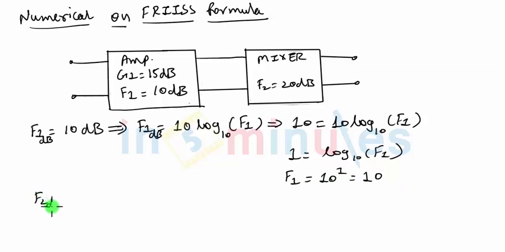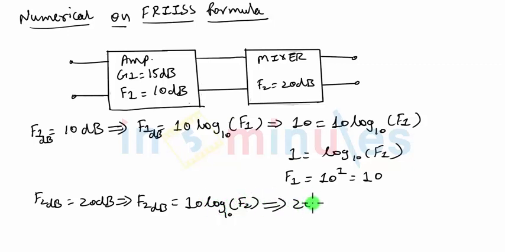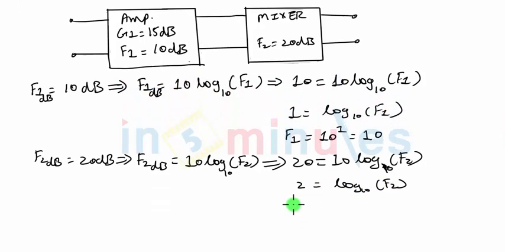Similarly, f2 in dB is given as 20 dB. So let's convert it into a normal value. So f2 dB will be equal to 10 log of f2 to the base 10. f2 in dB is 20 equal to 10 log f2 to the base 10. Now this time 20 by 10 will give you 2 here. So 2 is equal to log f2 to the base 10. And therefore f2 will be nothing but 10 squared, which will be equal to 100. So we have got the values of f1 and f2.